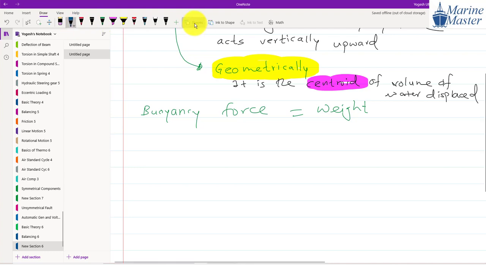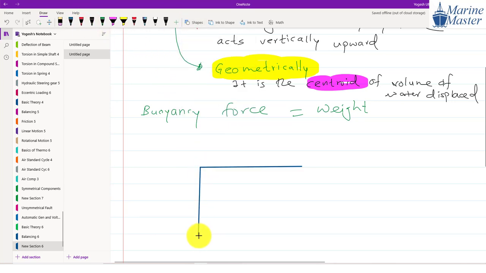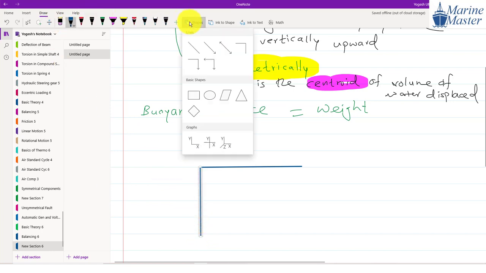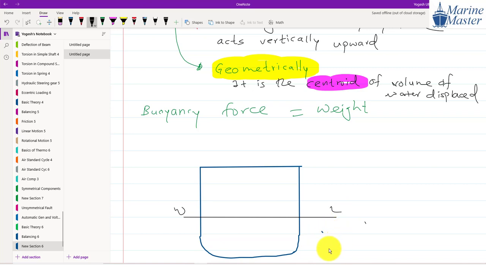Now, volume of water displaced means what, guys? Try to understand my point here. Suppose here I am showing you a transverse view, guys. Which view are we looking at here? A transverse view. Just take one rough drawing. Just have a look here. And what does this line denote, guys? Water line.